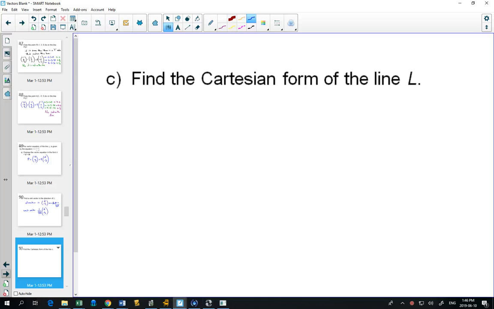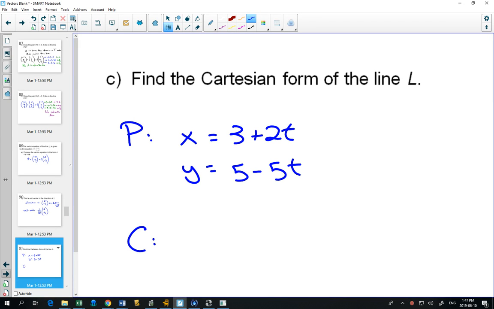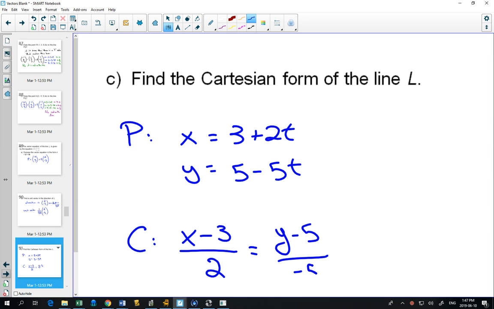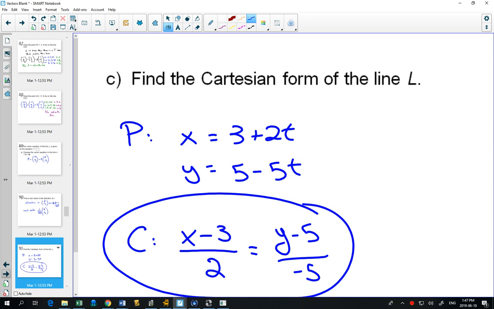Part C says find the Cartesian form of the line. Again, to find the Cartesian, first we need to find the parametric. So we look at our x-coordinates. Our x-coordinate was 3 plus 2t. Our y-coordinate was 5 minus 5t. The Cartesian form is when you get t by itself for both of them and make them equal.